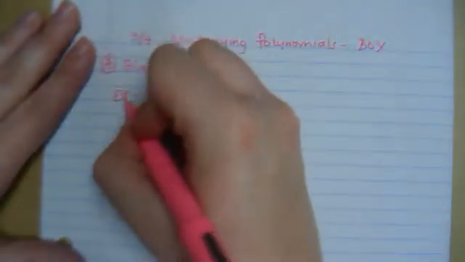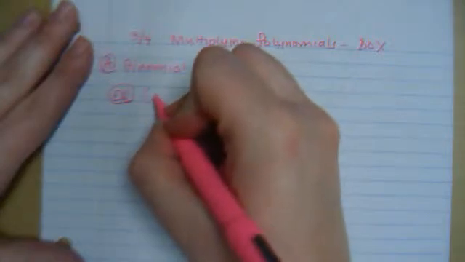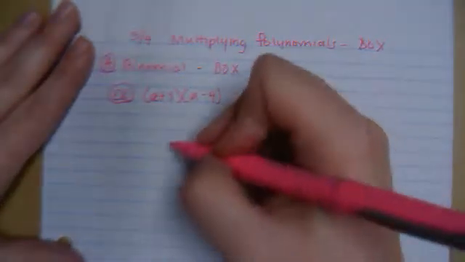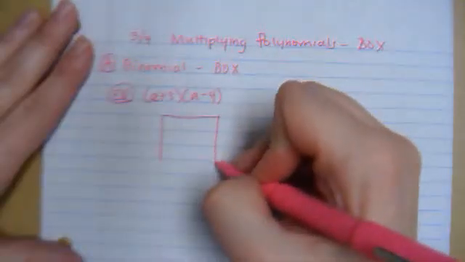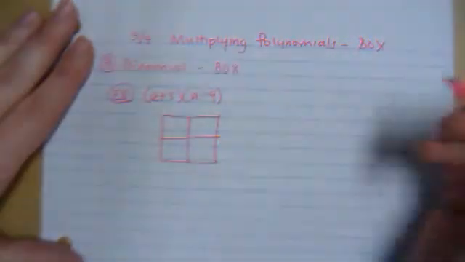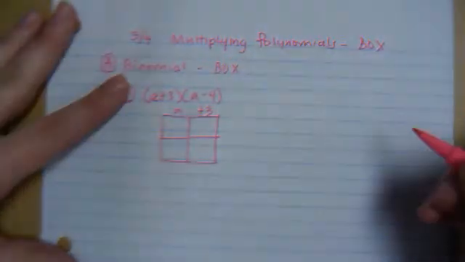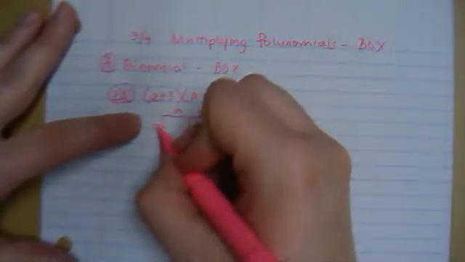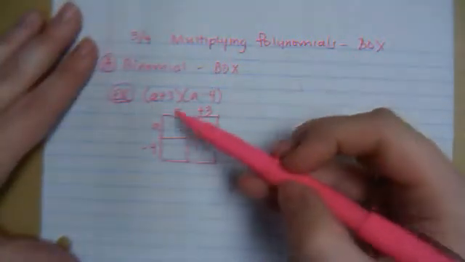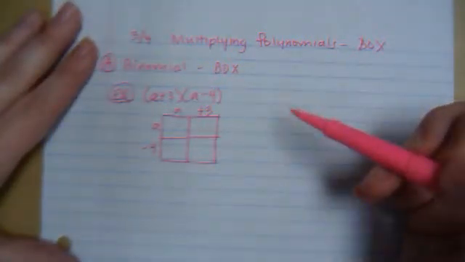So if I have a plus 3 times a minus 4, I'm going to use a box. Okay, so I'm going to create my box. I'm going to have 4 squares. Okay, on the top I'm going to put my first term, so a plus 3. Then along the side I'm going to put the second term, so a minus 4. Make sure you carry the sign that's in front of it so that you have it right.